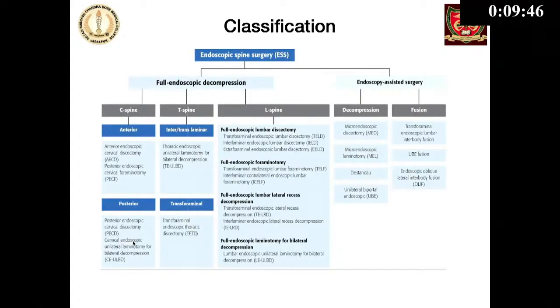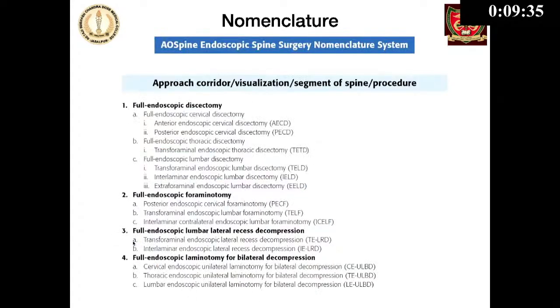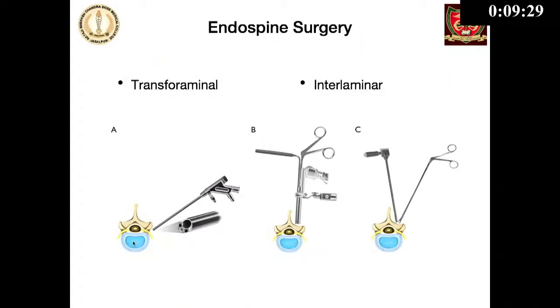This is the AO classification you can see, and there are so many classifications where they have kept the UBE as endoscopic assisted, though a letter has been given to the AO by the UBE forum that any surgery which has been performed under endoscopic guidance should be considered as an endoscopic surgery, not endoscopic assisted surgery.